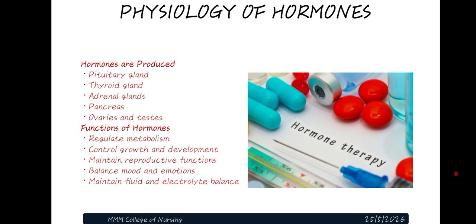So the endocrine system is responsible for hormone production. Hormones travel through the bloodstream and act on target organs. Even a small imbalance in hormones can affect many body systems. Understanding hormone physiology helps healthcare professionals understand why hormonal therapy is necessary.